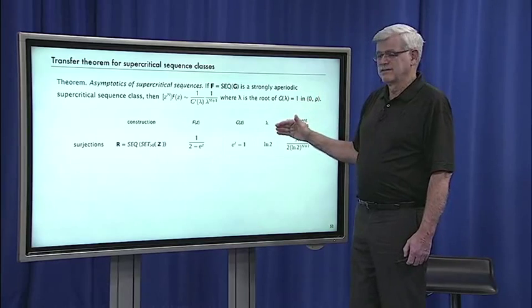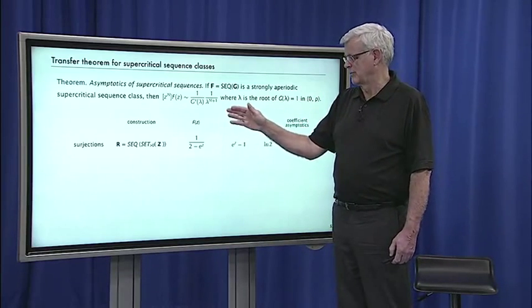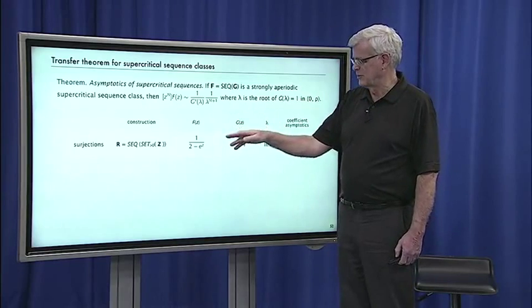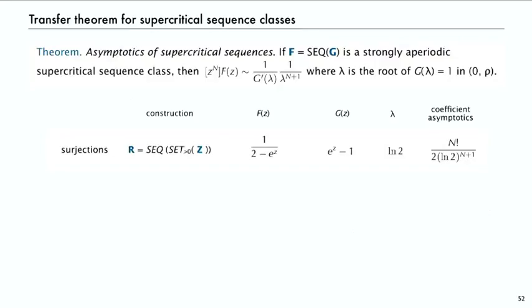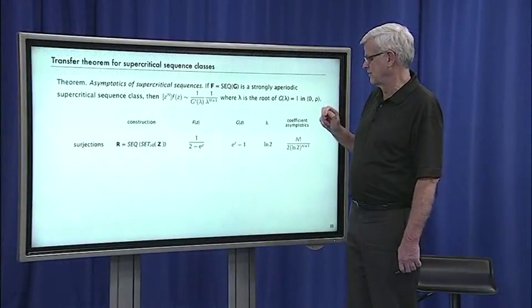So just to look at the examples that we already looked at, for surjections, that's a sequence of non-empty sets. So g of z is e to the z minus 1, and lambda is where g of z equals 1. So e to the lambda equals 2, lambda equals log 2. So boom, 1 over log 2 to the n plus 1. And then g prime is just e to the z, evaluated at lambda is 2, and that's it. So such an easy way to get from the construction right out to the coefficient asymptotics.